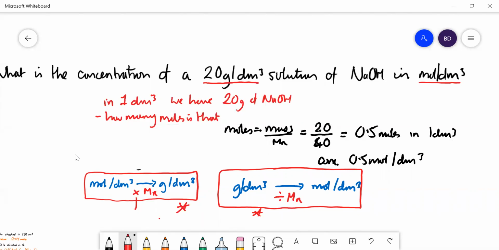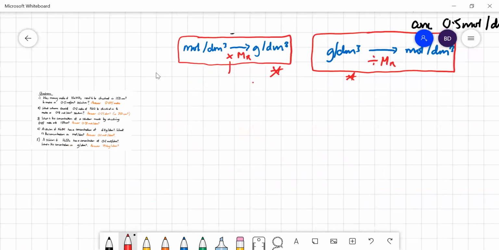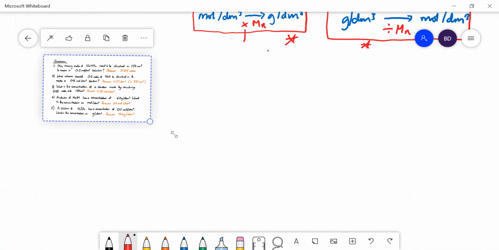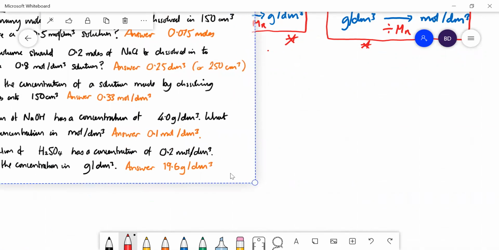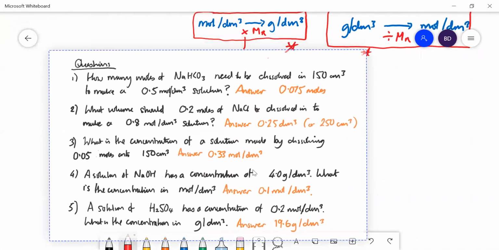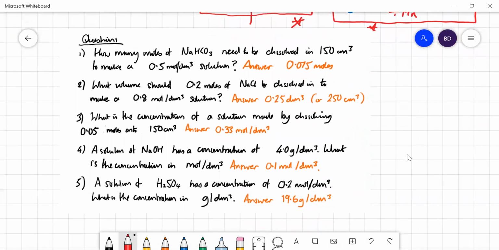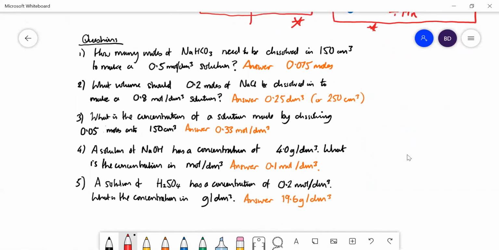Right, now just to finish off, here are some questions to do if you feel like you need some practice on all of that. So if I just make that bigger. Right, so there are 5 questions with the answers there for you to check. The first 3 are working out concentrations in moles per decimeter cubed, and these last 2 are converting between mole per decimeter cubed and gram per decimeter cubed. Okay, so we'll leave that there.